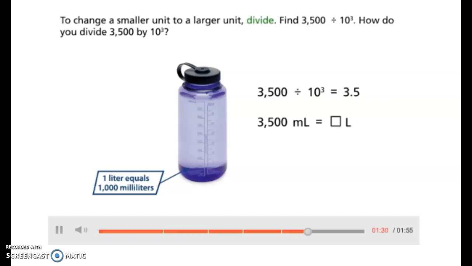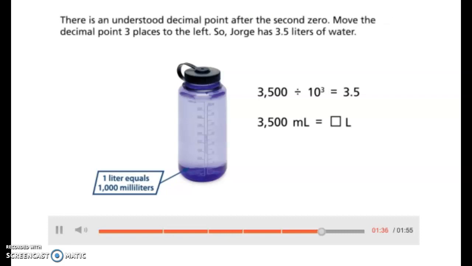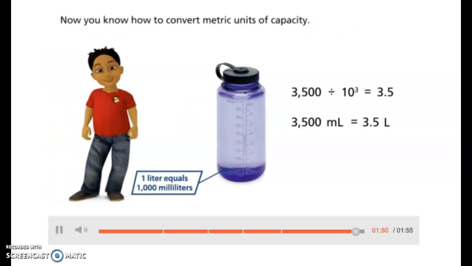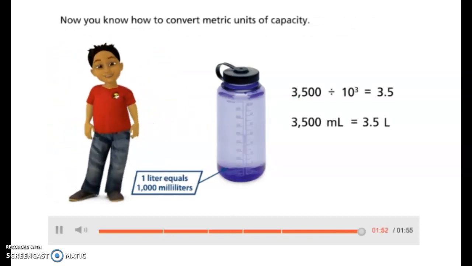How do you divide 3,500 by 10 to the third power? There is an understood decimal point after the second zero. Move the decimal point 3 places to the left. So, Jorge has 3 5/10 liters of water. Now you know how to convert metric units of capacity.